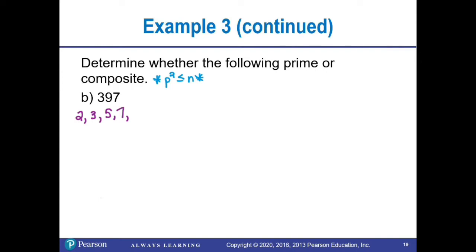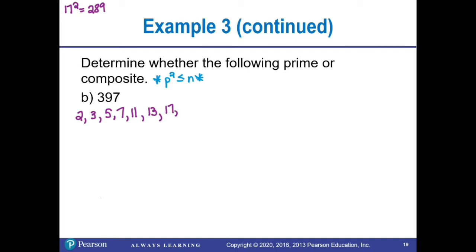It's less than 397. 11 squared is 121. That's less than 397. 12 is not prime. My next prime is 13. 13 squared is 169. That's less than 397. 14 is not prime. 15 is not prime. 16 is not prime. 17 is the next prime number. And 17 squared is 289. That's less than 397, so we'll put 17 in our list.